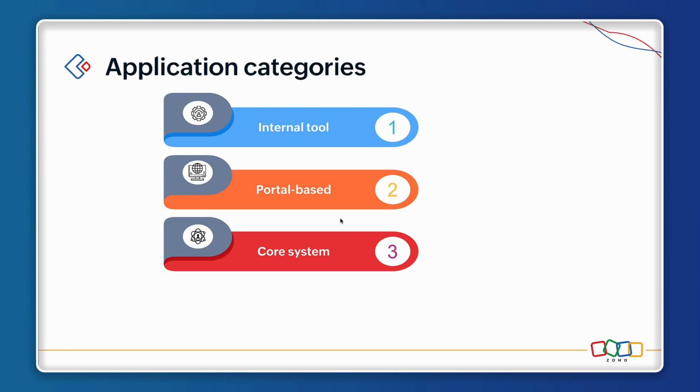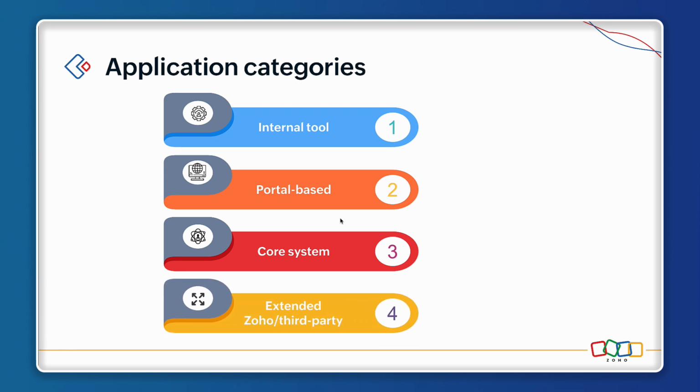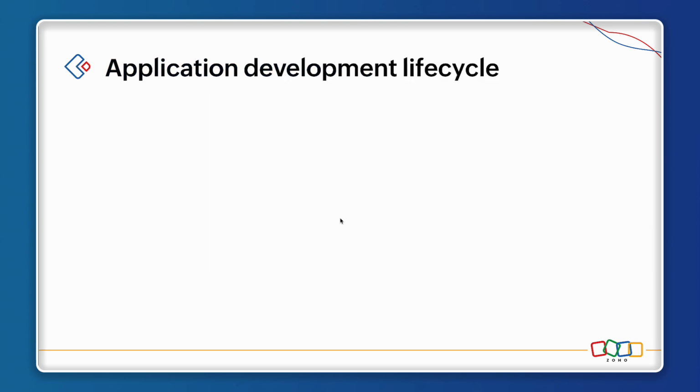The fourth category is Zoho Creator as an extension to Zoho or third-party services. Let's say you're using another Zoho service or a third-party service, and you want to use Creator for specific use cases, or integrate with another third-party service. Then you can use Creator as an extended Zoho or third-party solution. So these are the different categories with which you can build applications using the Creator platform.